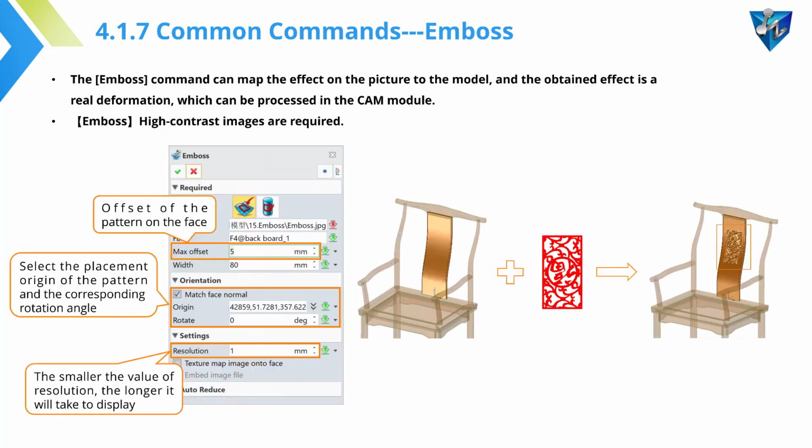The final common command is the emboss command. The picture can be mapped onto the model. And it is a real deformation that can be processed in the CAM module. A high contrast picture can get a good effect. About the resolution option, it is the resolution of the effect. The smaller the value of resolution, the better the effect is, but it takes longer to display. Okay, let's move on to ZW3D to show more detail to you.